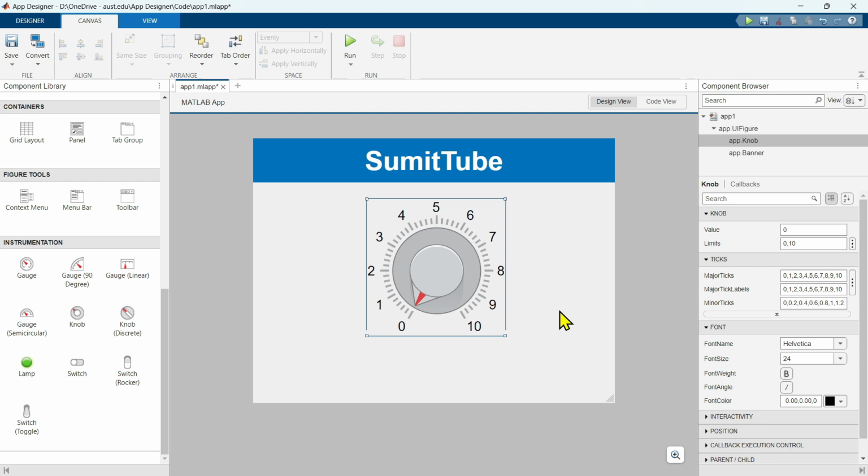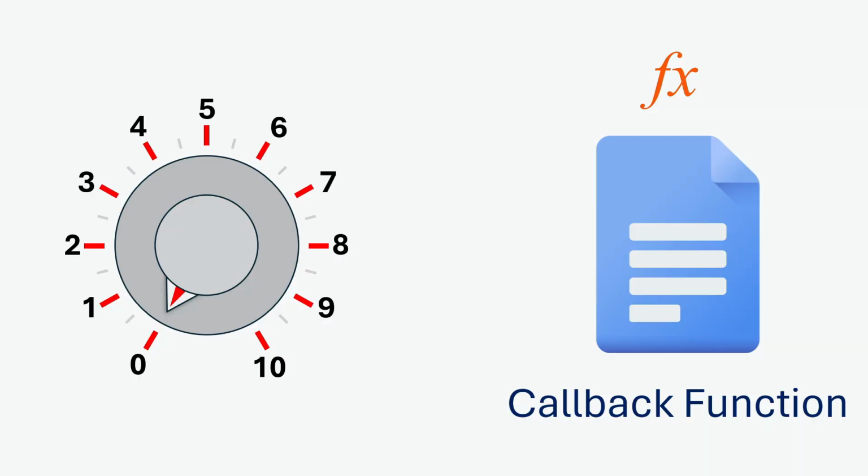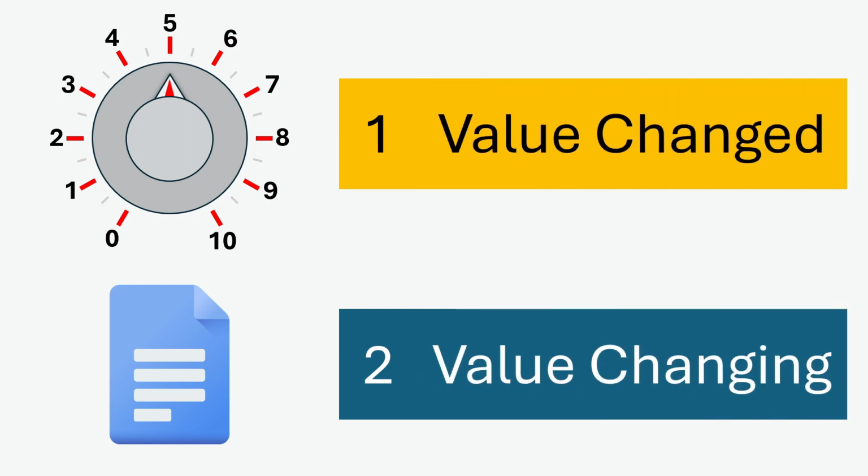Let's talk about these callback functions in detail. Now, what is a callback function? It is a special type of function which is associated with a specific app component. Every time the user interacts with this component, this callback function will be called. For example, if a user changes this knob, this function will be executed. Now, the knob is a special component. That's because it has two different types of callbacks. One is called value changed callback and another one is called value changing callback.